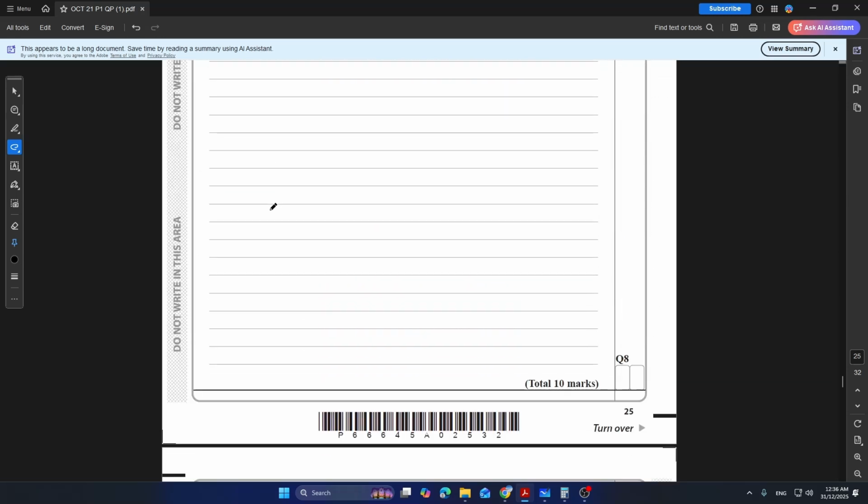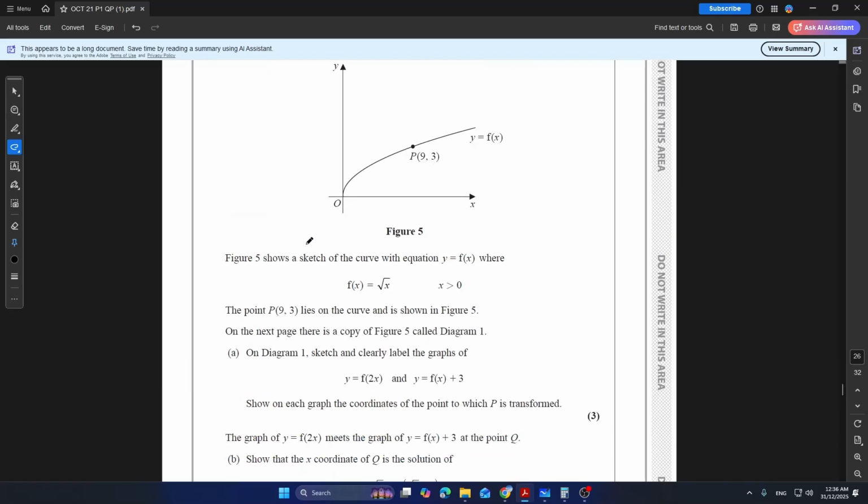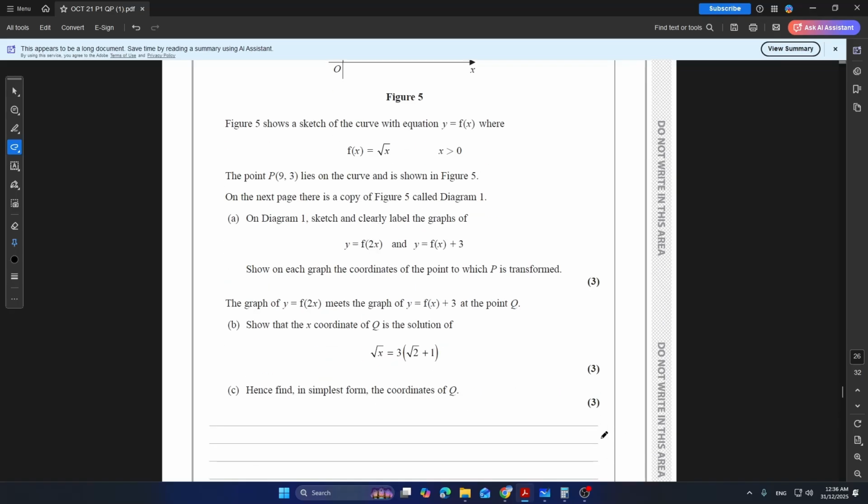That's question 8 done. Question 9. Question 9 is pretty simple. It's basically just sketching graphs. So I'm going to do it quickly so I can move on because it's getting late.